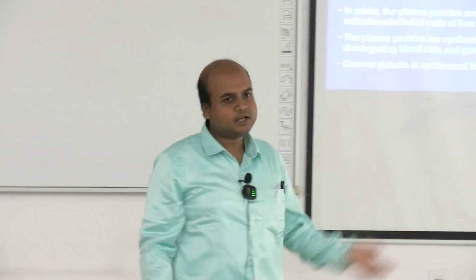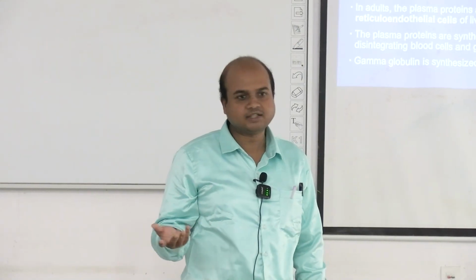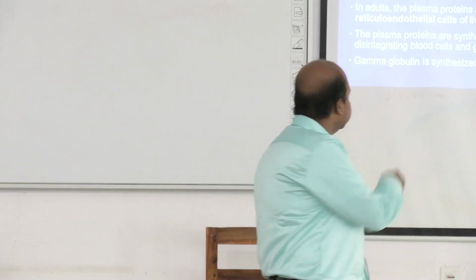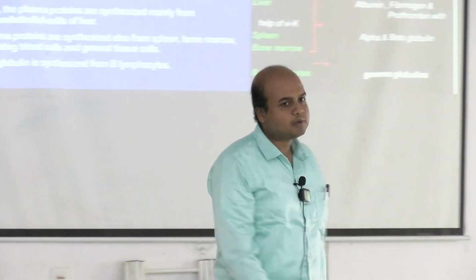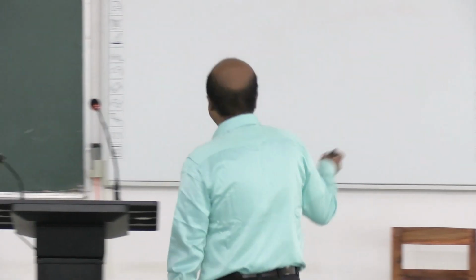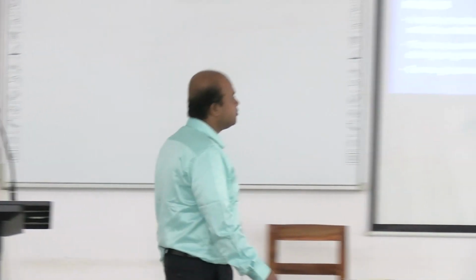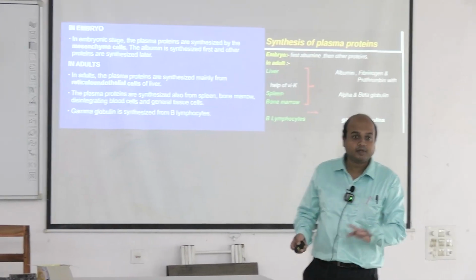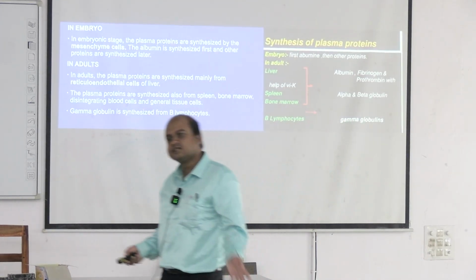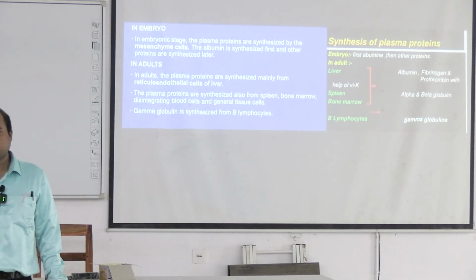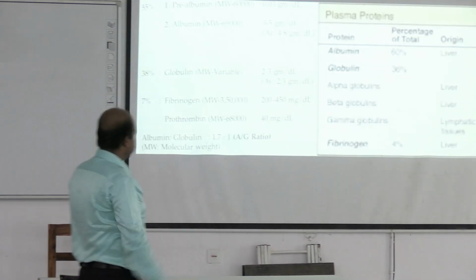The plasma proteins, in the embryonic stage, will be from the connective tissue. Blood is a fluid connective tissue, mesodermal in origin. So in the embryonic stage they come from mesenchyme. In adults, most of the plasma proteins are obtained from the liver, namely the RE cells of the liver, some from the spleen, and some plasma proteins related to immunity function, gamma globulins, are from the lymphocytes, one of the types of WBCs. Lymphocytes are again of T lymphocytes and B lymphocytes, and from the B lymphocytes these gamma globulins are obtained.